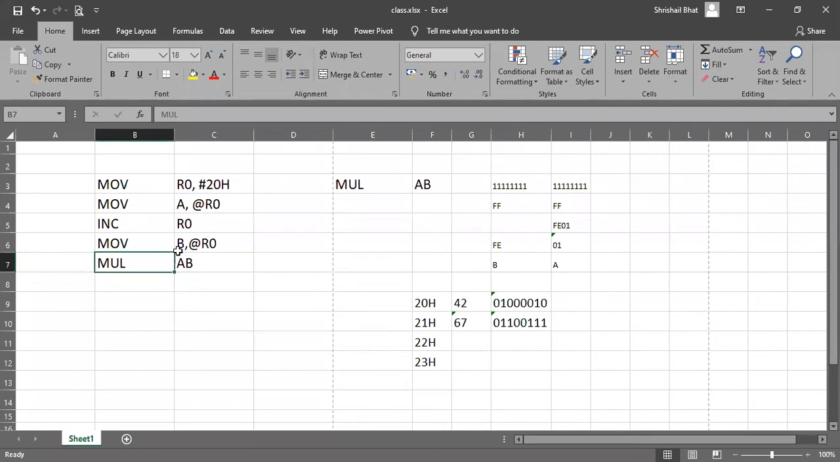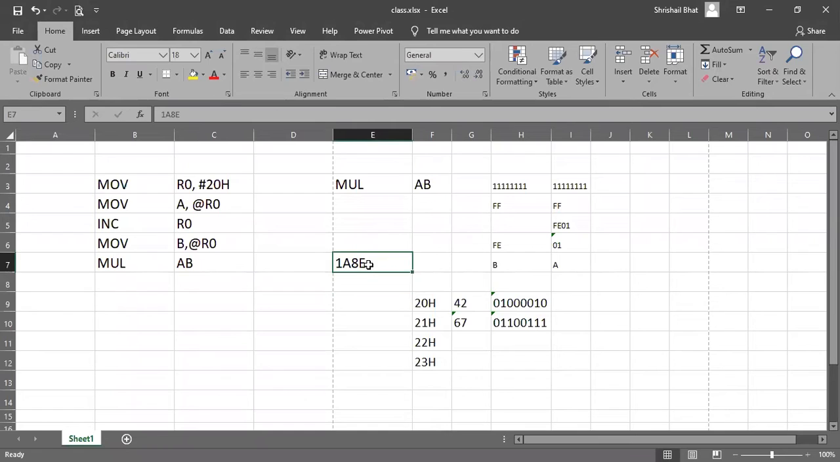MUL AB means the product will be calculated and stored in A and B. The lower byte of the product will be stored in A, and the upper byte of the product will be stored in B. So my numbers are 42 and 67. In hexadecimal, if I multiply 42 with 67, I will get 1A8E. So I did it using the calculator. The answer is 1A8E.